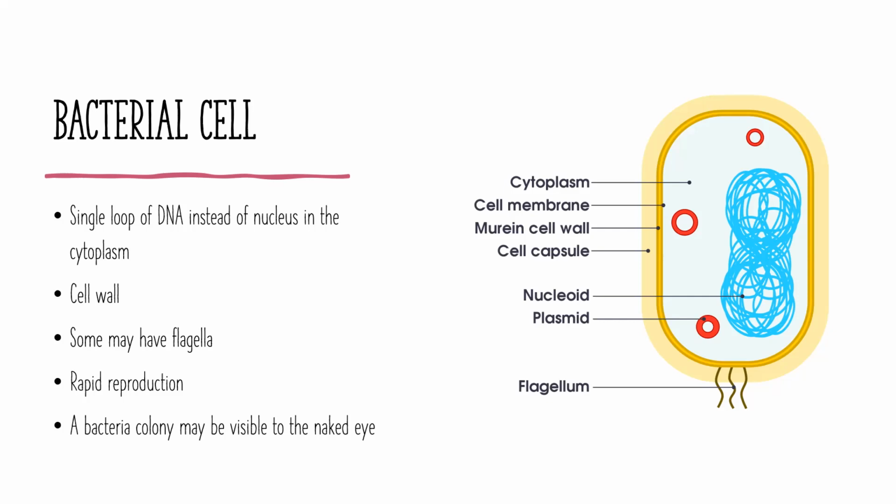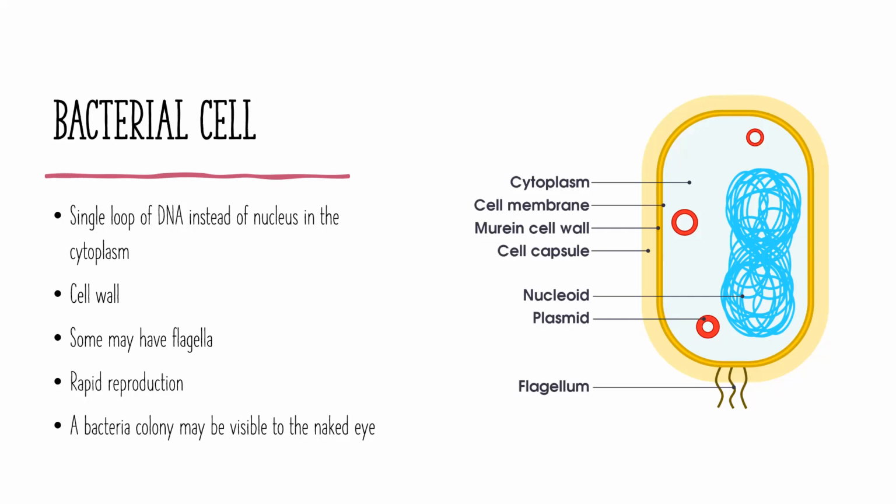Another thing specific to the bacterial cell, as I've already told you, is that it is not seen by the naked eye, so we need an electron microscope. However, a bacterial colony can be visible to the naked eye. A bacterial colony is millions and trillions of bacteria together, and that is when you can finally see the bacteria with the naked eye. That happens in rare cases when a lot of bacteria have accumulated.